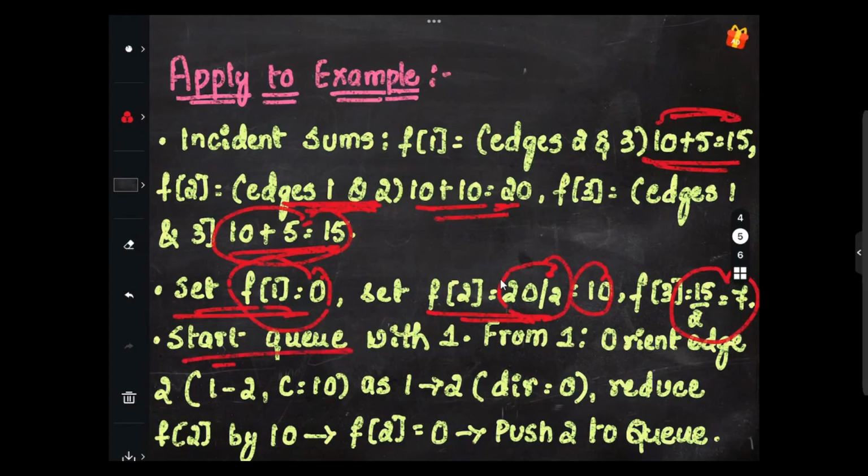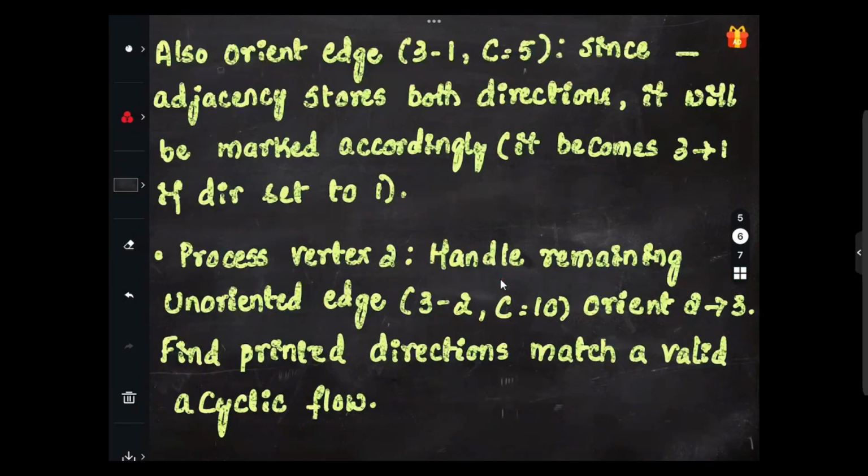So we will start the queue with 1. From 1, we'll orient the edge to nothing but 1 to 2, right? So see the value we have is 10. You can just check. And as the 1 to 2 direction equals 0 initially, we'll reduce f of 2 by 10, and f of 2 equals 0. Then, accordingly with the idea, we will be pushing 2 to the queue.